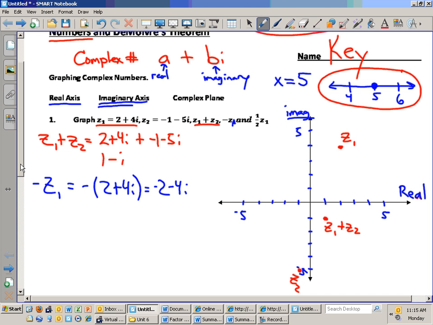See, you can take this home tonight and show your parents. And they'll say, what are you doing? And you'll say, well, I'm plotting complex numbers on the real and imaginary axes. And they will blow a brain gasket. Yes.